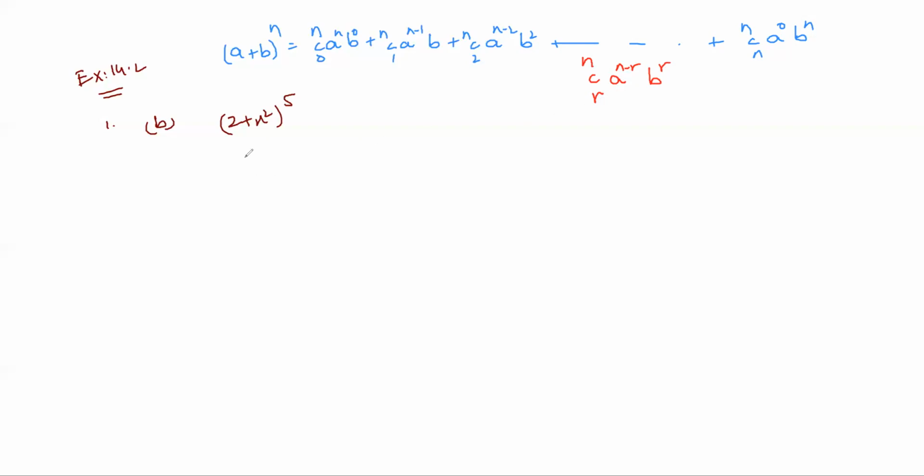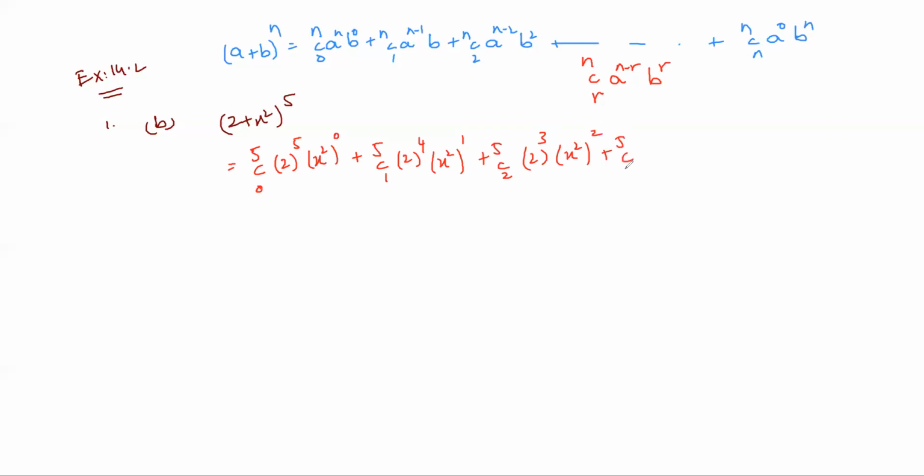So this expansion will be now, this is 5C0. Your a is 2 now, okay? 2 raised to power 5. And then your x squared is going to be power 0. And then you have 5C1. This is 2 raised to power 4. x squared is to power 1. Then you have 5C2. This is 2 raised to power 3, and x squared raised to power 2.